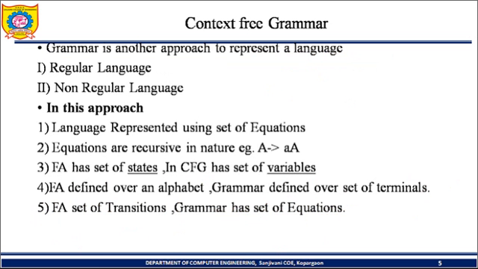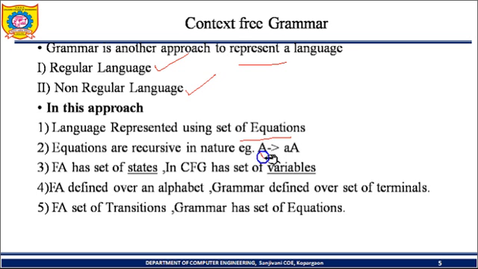Context-free grammar is another approach to represent the language. By using grammar, we can represent both regular as well as non-regular languages. It is possible to represent regular language with the help of grammar, and it is also possible to represent non-regular types of languages by using the CFG. In the context-free grammar approach, language is represented by using a set of equations, or a set of productions. In case of finite automata, we have transitions. Here we have a set of equations or productions. Equations in the grammars are recursive in nature.